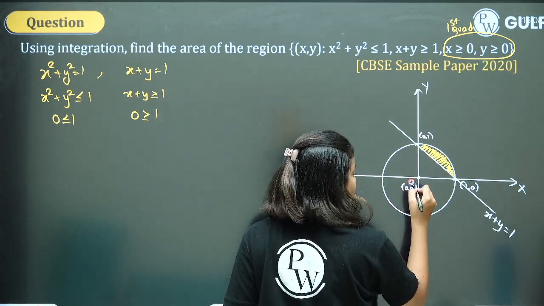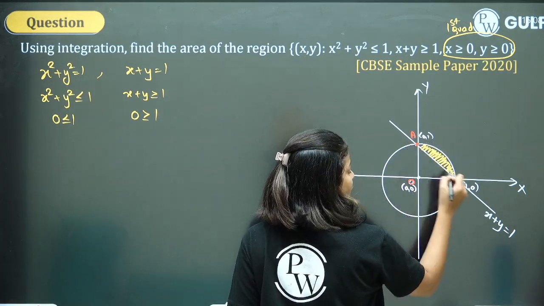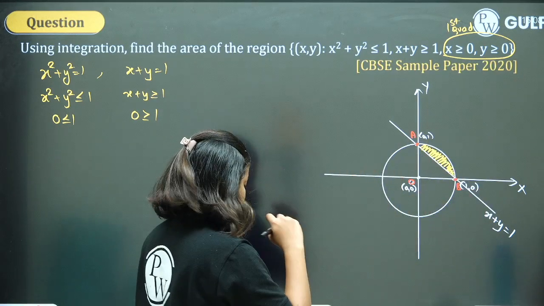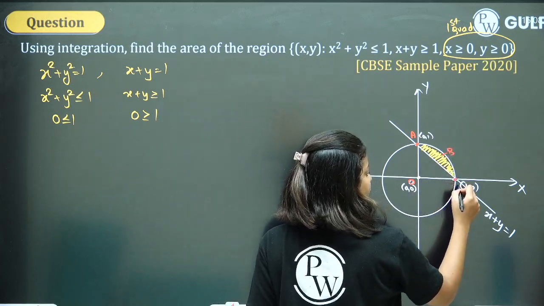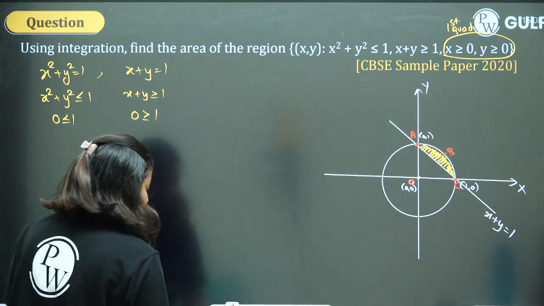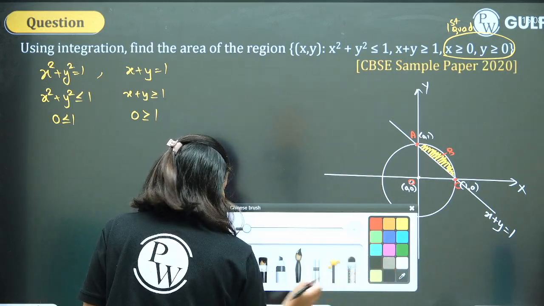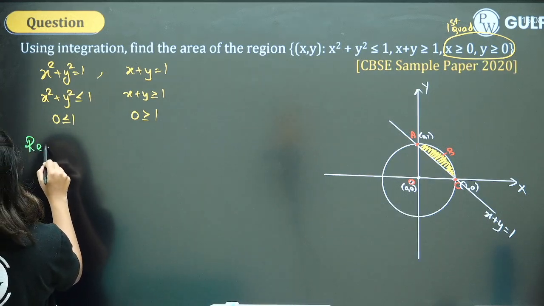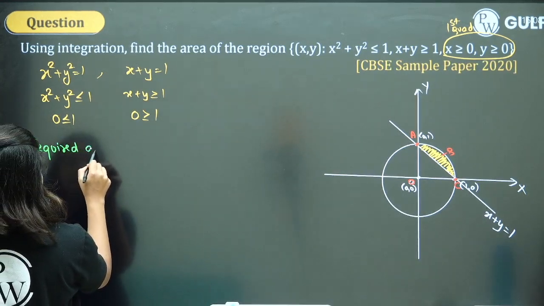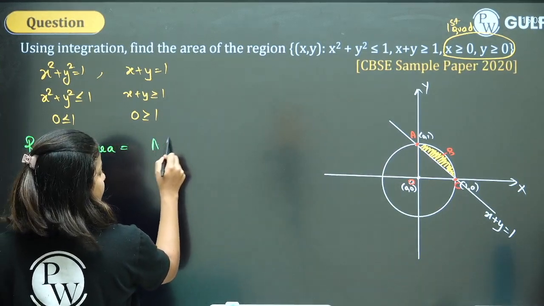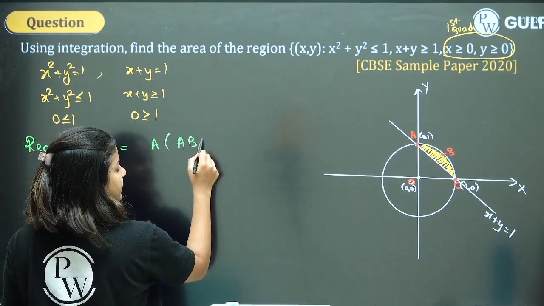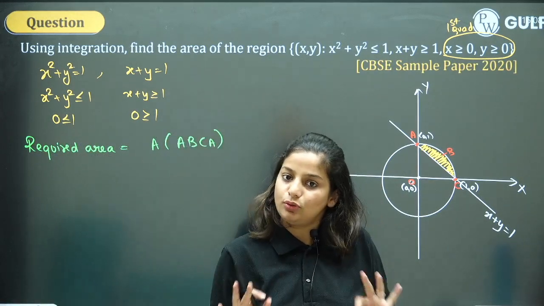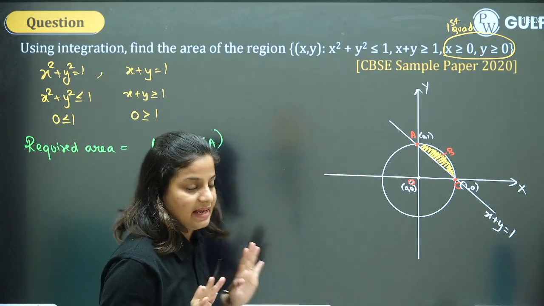So this is your origin. A is 0, 1. Here B is 1, 0. Let's do one more thing, in the middle let's name this point B and this one C, 1, 0. Required area is equal to area of ABCA. Did anyone notice? I started from A and ended at A. That is what you will also do. We'll always keep the area cyclic.